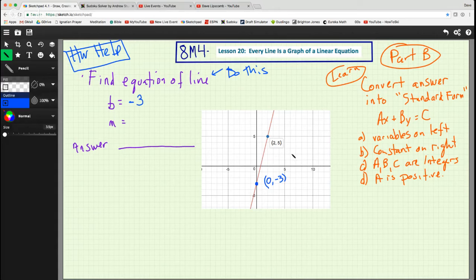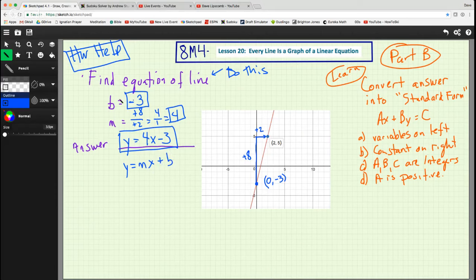And now our rise over our run, let's see, let's find a point. We have this point (2, 5). So we can count our rise, which is this. Our rise is 1, 2, 3, 4, 5, 6, 7, 8, +8, because we're going up. And then we run 2. So we rise 8 and we run 2, and that's the same thing as 4 over 1, which is equal to 4. So if our b is -3 and our m is 4, we get y equals 4x minus 3. Right? Y equals mx plus b. And I'll just do all this math for you right now. So y equals 4x plus -3, which is equal to 4x minus 3.